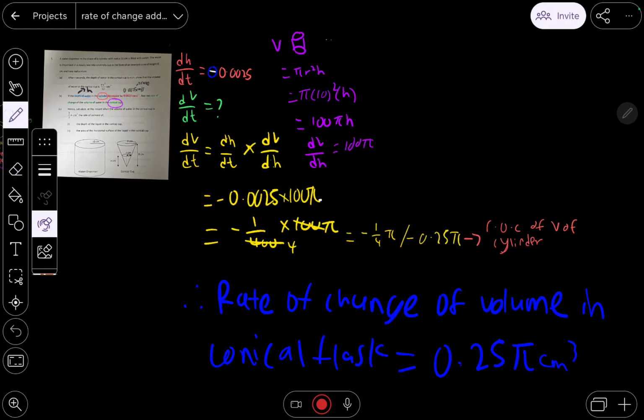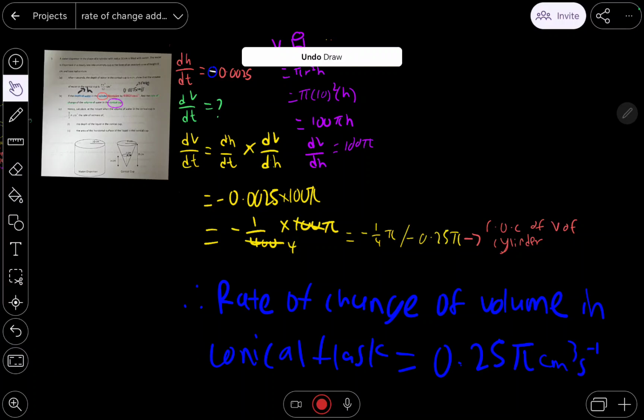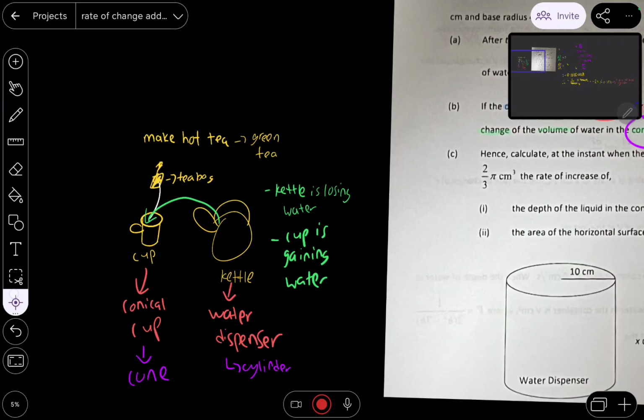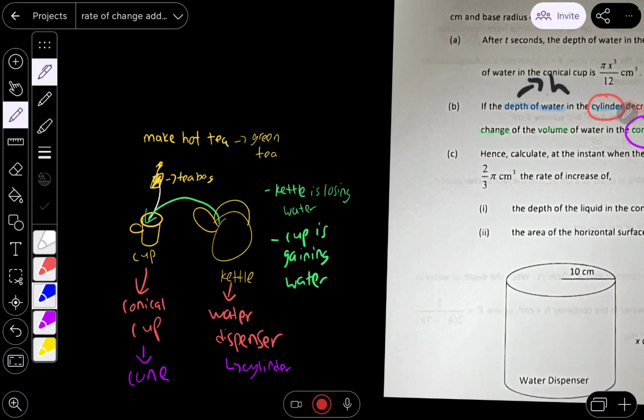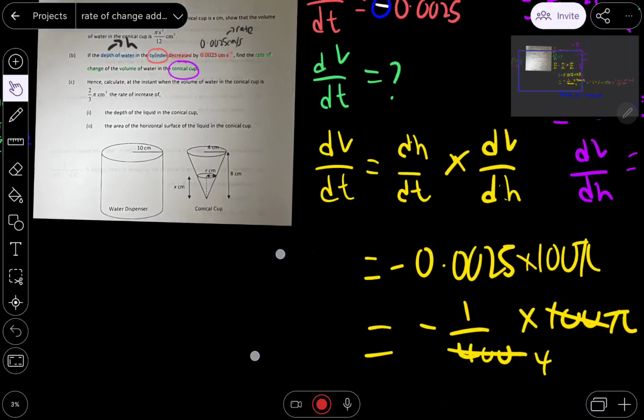Do you understand why it is positive? Because, like what I mentioned earlier, when the kettle or your water dispenser, or the cylinder, is losing water, that means your cone is gaining water. That's why the rate of change is positive. So gaining usually is positive, losing usually is negative. Okay, so that's it for part B.